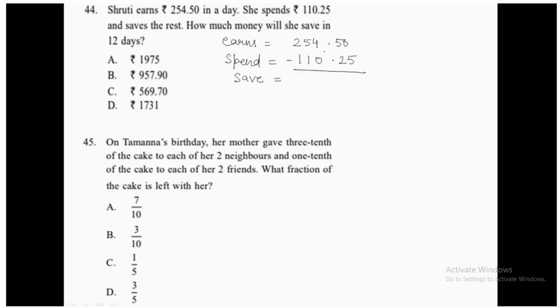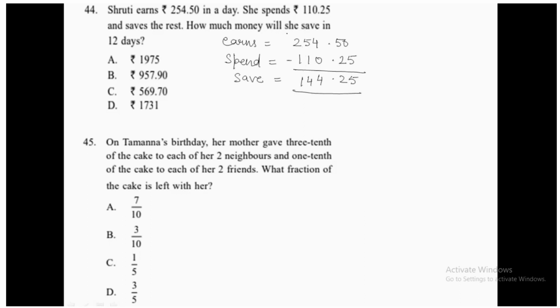So for this, we need to subtract 110.25 from 254.50. Okay, so what we are getting, 10 minus 5 is 5 only. Now 5 minus 2 is 3. Okay, here we are getting 4 and 5 minus 1 is also 4. 2 minus 1 is 1. We are getting 144 rupees and 25 paise that she saved in a day.